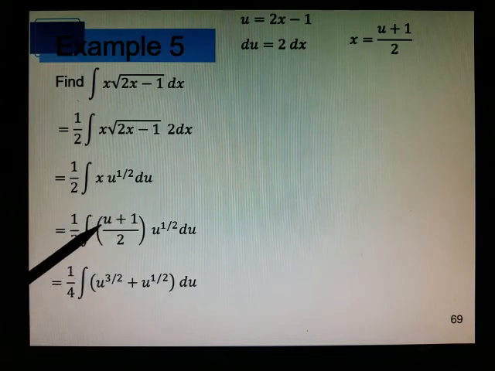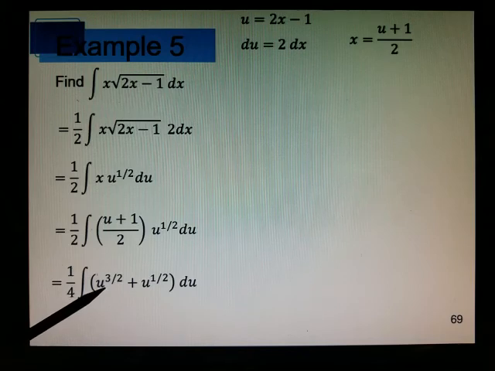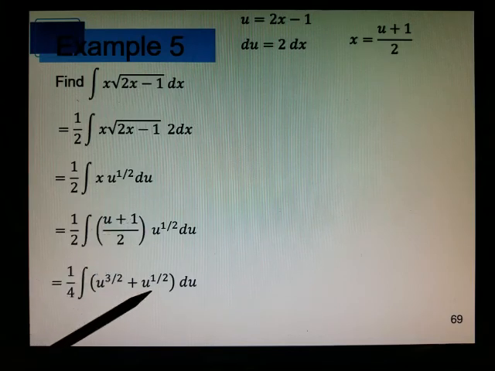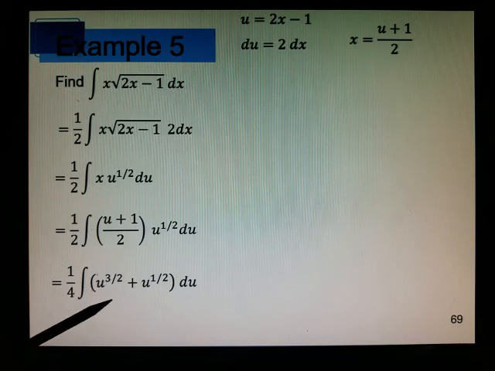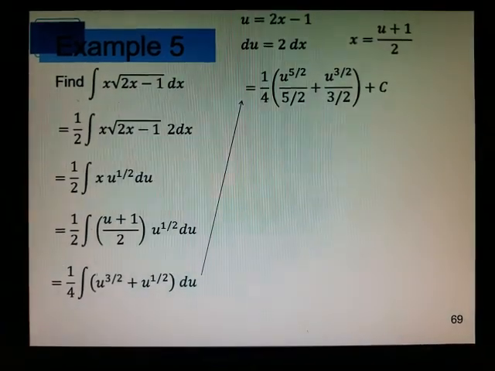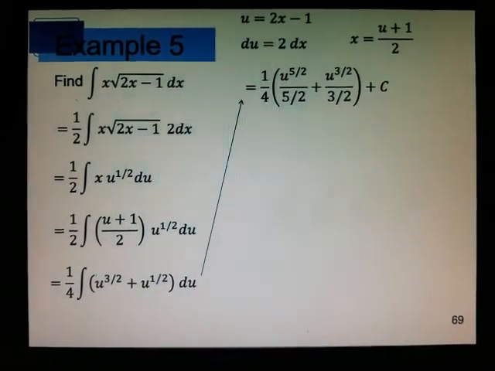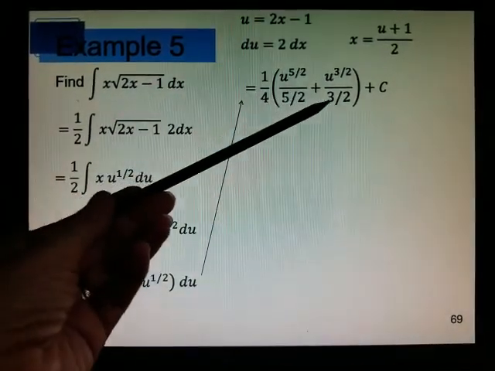u to the half times u to the 1 would be u to the 3 halves. u to the half times 1 would be u to the 1 half. All right, we integrate. We're going to add 1 to that, divide by the new exponent, add 1, divide by the new exponent. Going to simplify that. I don't like writing this 5 halves like that and the 3 halves, so we're going to fix that.